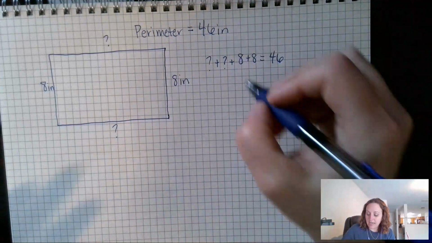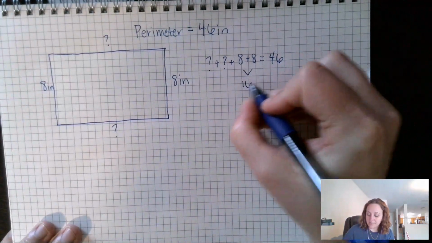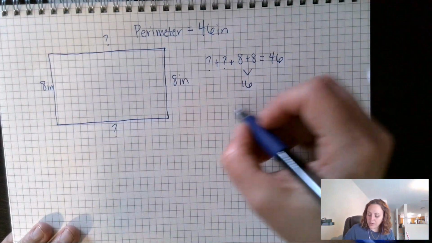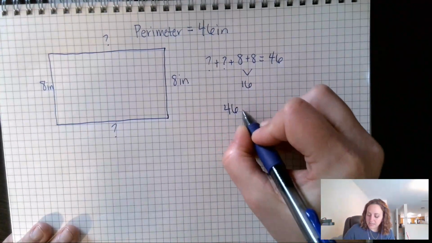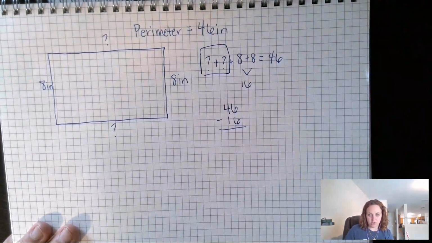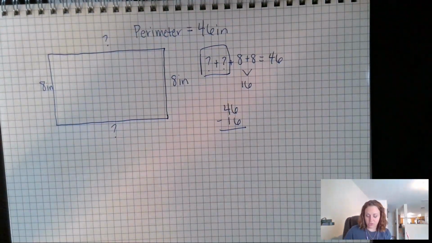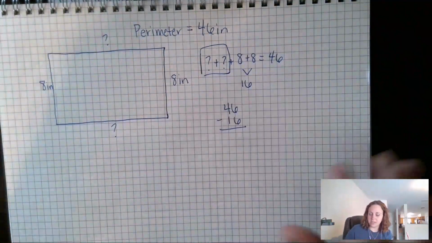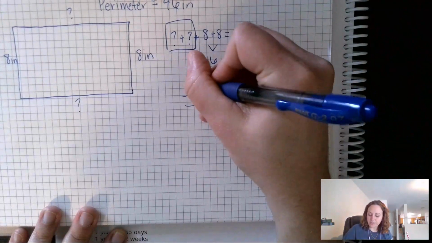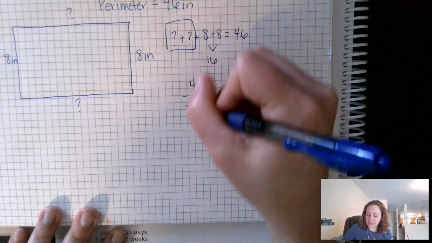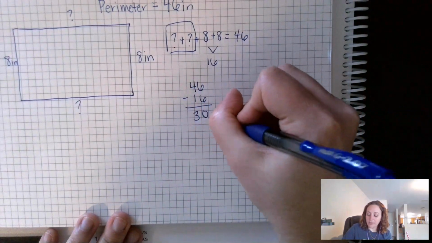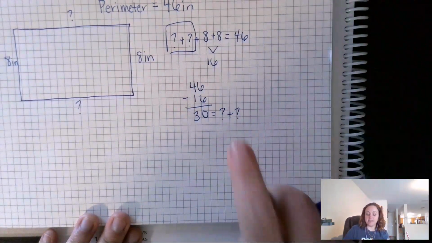All right, 8 plus 8 is 16. So I'm going to do 46, and I'm going to take away the 16 that I know, and that's going to give me the 2 question marks. Now keep in mind, it's giving you 2 question marks. I want to know what 1 question mark is. So first I'm going to do that. 6 minus 6 is 0, and 4 minus 1 is 3. So I know that the question mark plus the question mark is equal to 30.